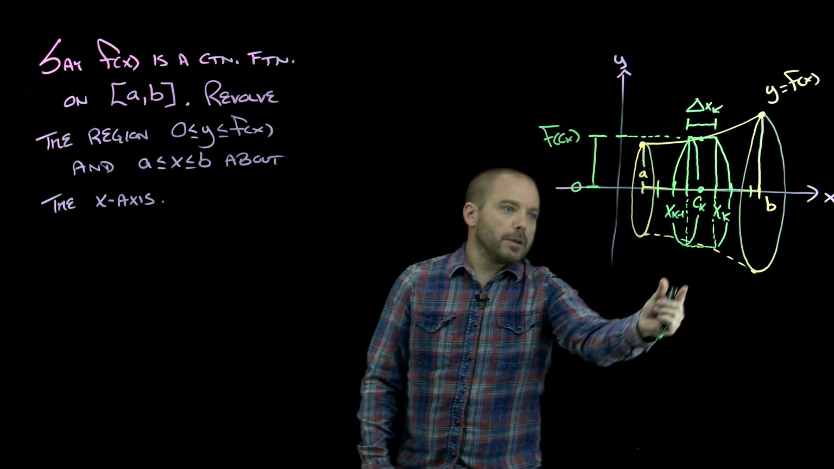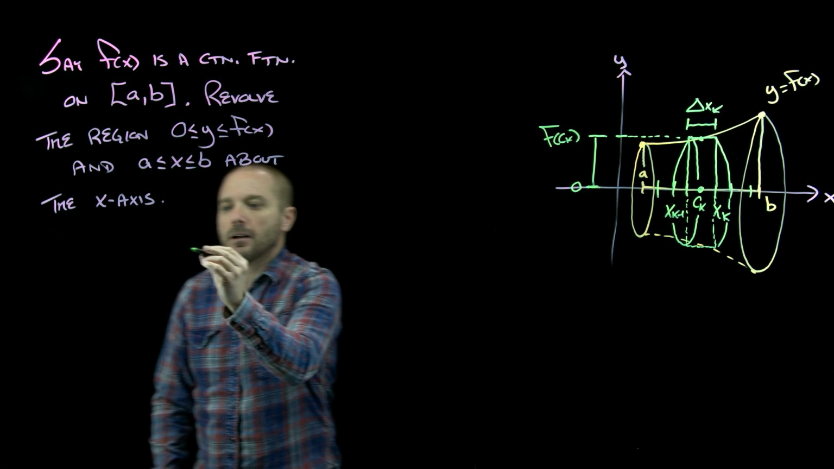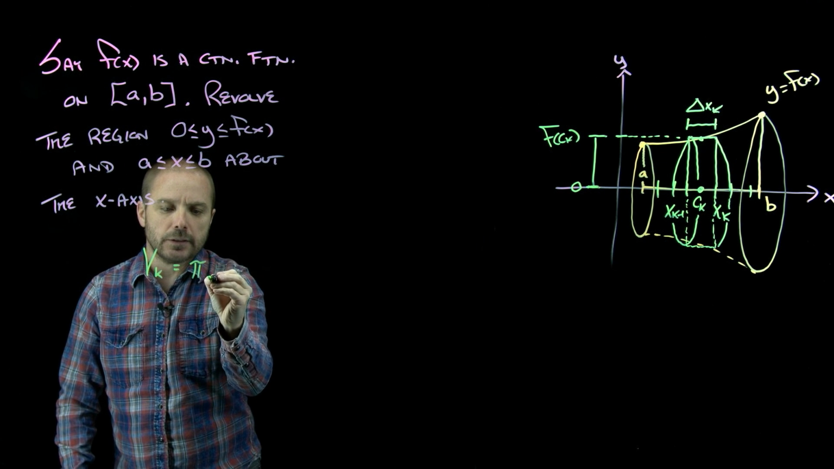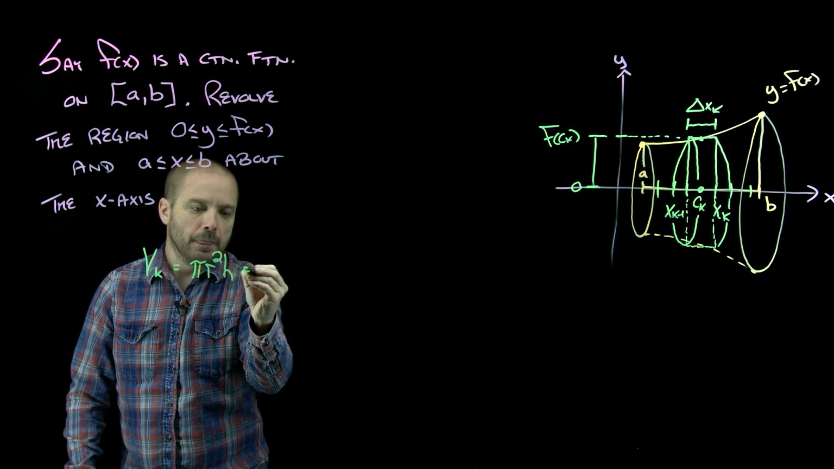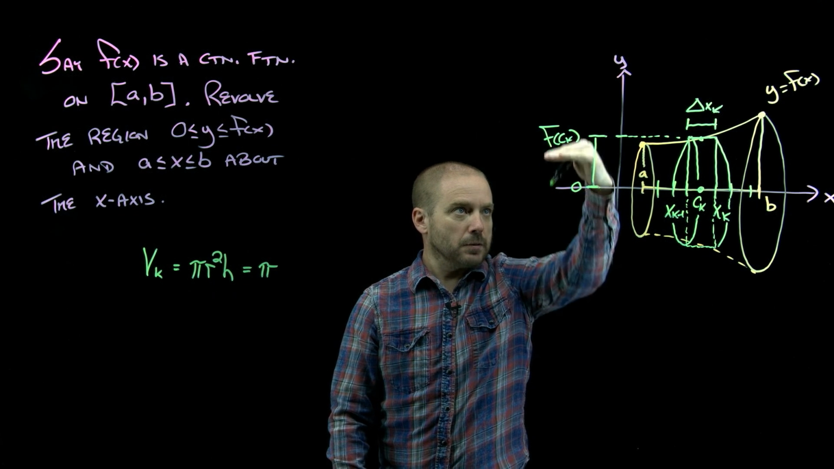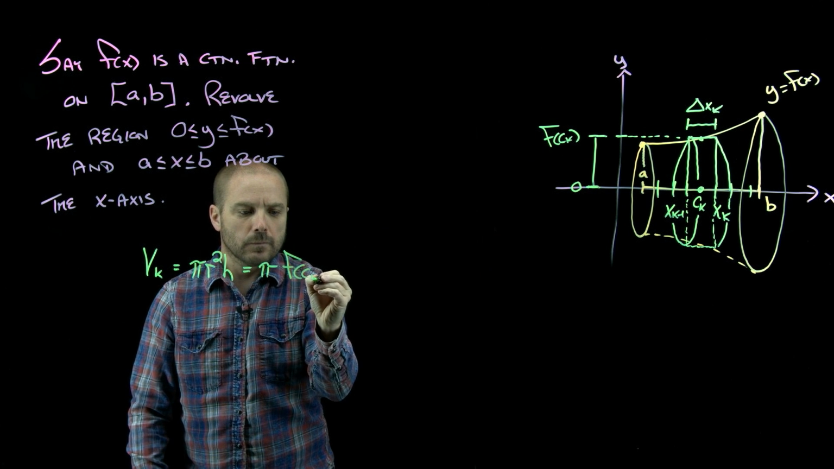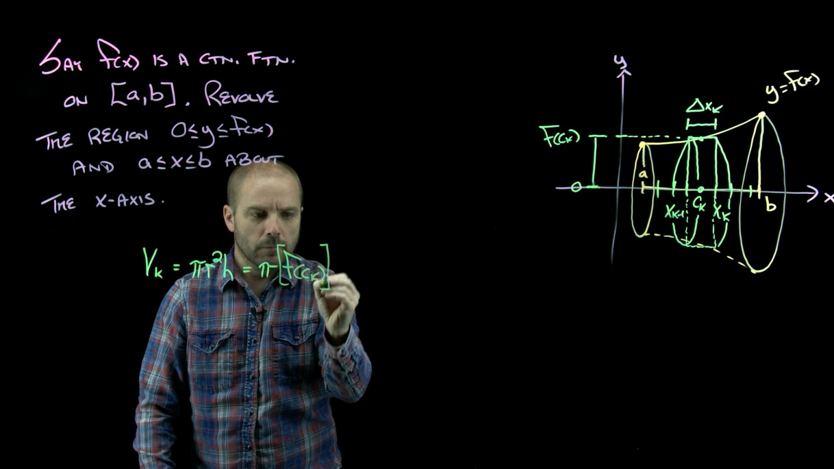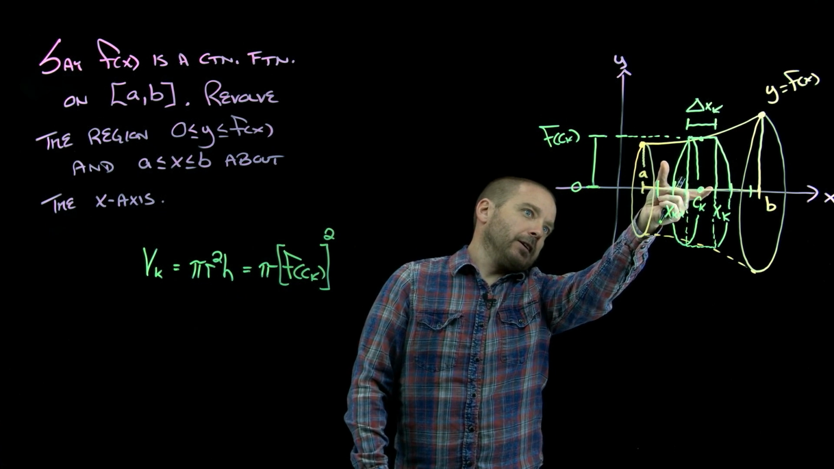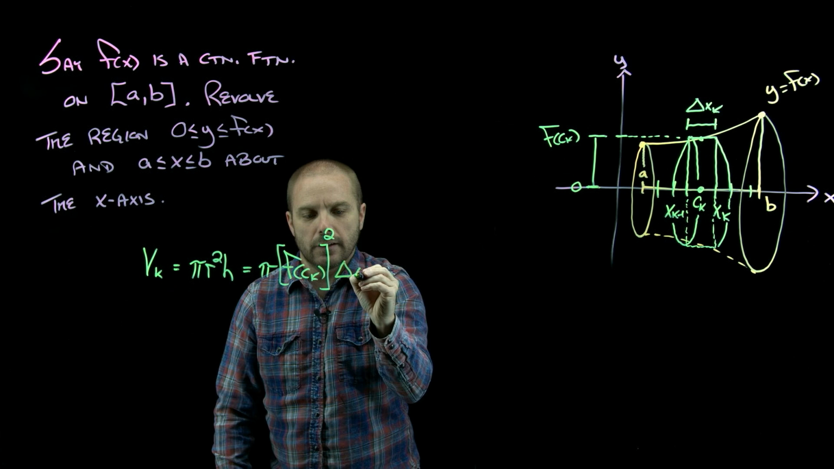So let's write what would be the volume of this one little cylinder. I'll call that v sub k. And so for a right circular cylinder, it's pi r squared h. And as I said, the radius is this distance, which is just the function's value at c sub k, squared, and then the height of our cylinder, the cylinder's on its side, so this is its height, delta x sub k.